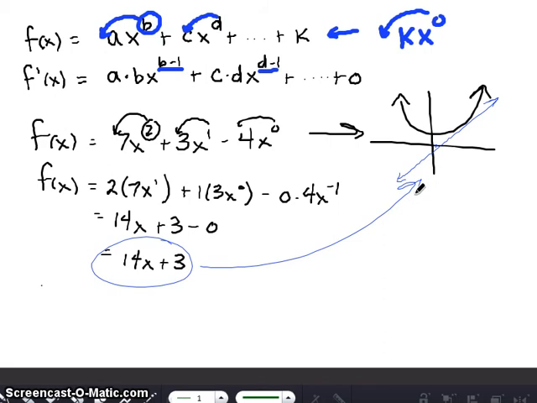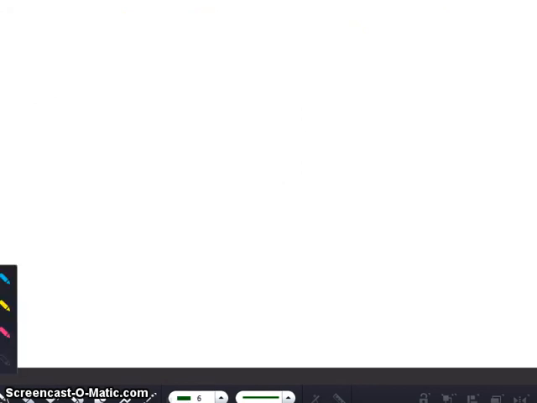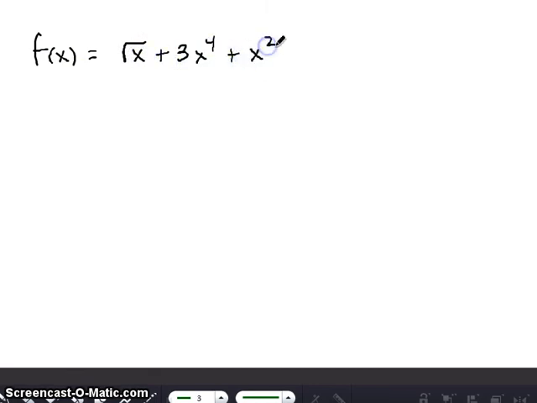Now there's a couple of things we have to be careful of when we're using our power rule. The first is it only works when we have a variable to a power. It doesn't work with something like this. If we have f of x equals the square root of x plus 3x to the 4th plus x squared. The reason it's not going to work here is we don't have a power for that first term. So we can't take the derivative as it's written.